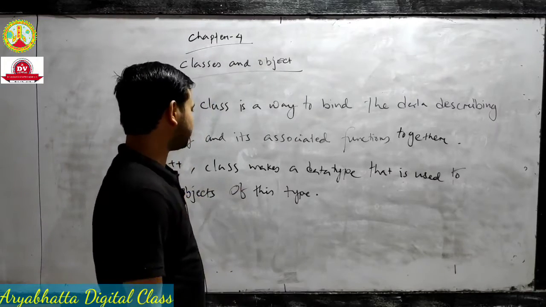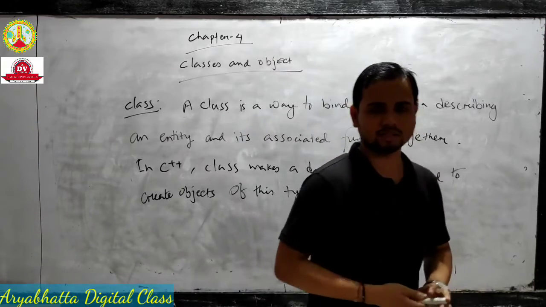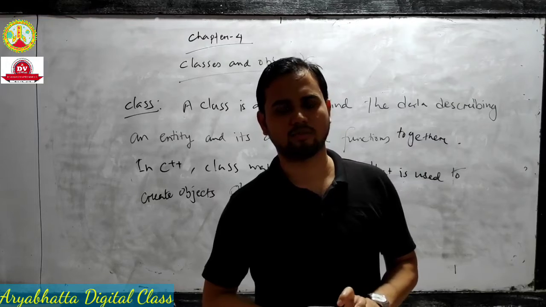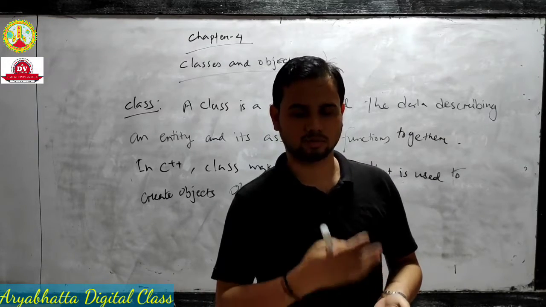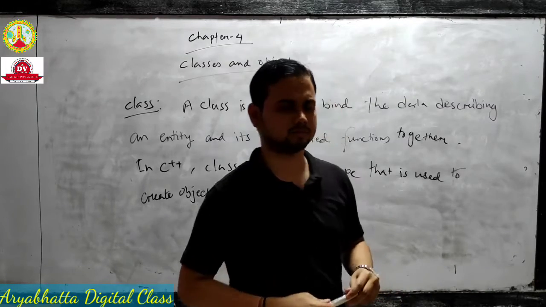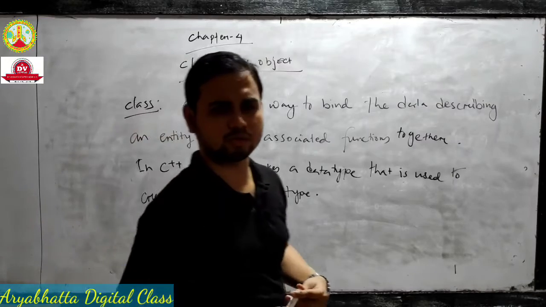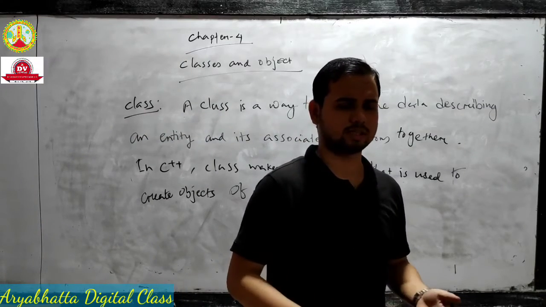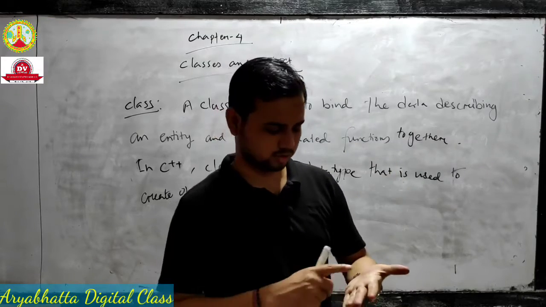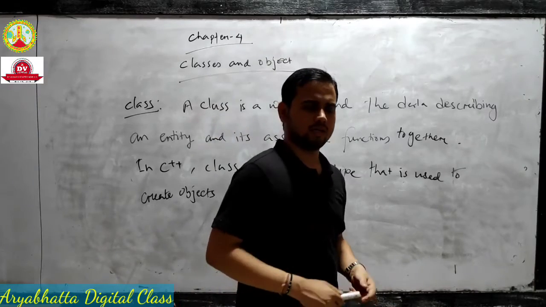And in C++, a class means a data type that is used to create objects of this type. Okay, I already told you, classes means a group of objects. Suppose account is your class, bank account means your account number, your account holder name, your account type, that all comes in data members and member functions. And what would you say an object is? Object is already declared. Data member is also an object. Member function is also an object.